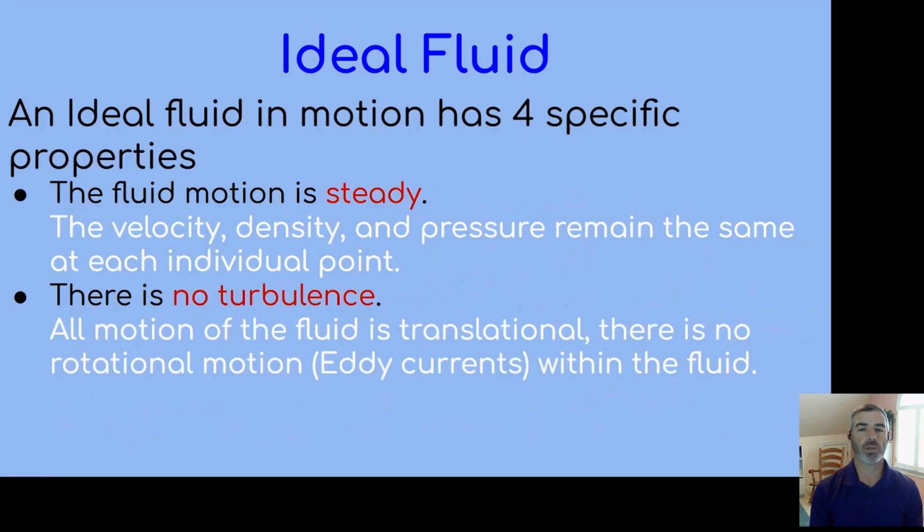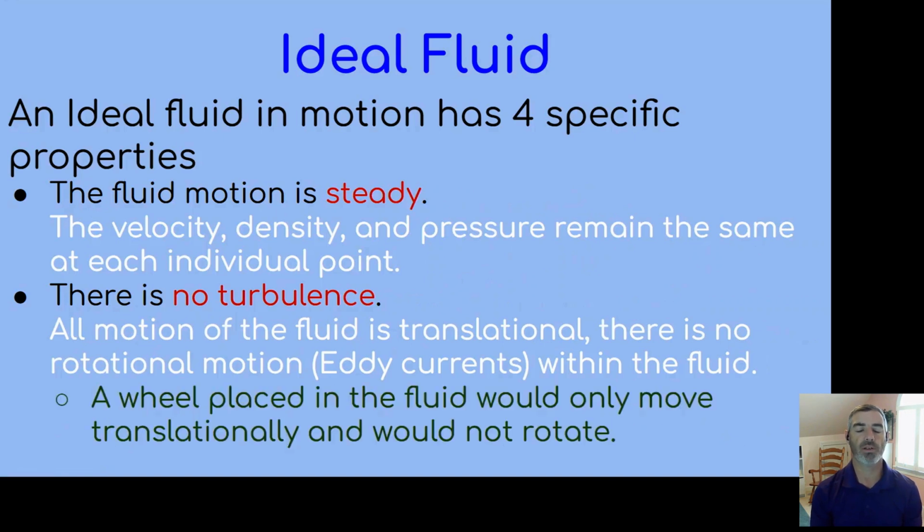What turbulence is, you probably recognize this from an airplane. With no turbulence, all motion is translational. There's no rotational motion, or what are called eddy currents, within the fluid. That would be fluids flowing in different directions than the direction of most of the fluid, which is what causes that turbulence. So an example is if we place a wheel in the fluid, it would only move translationally, it would not start to rotate.